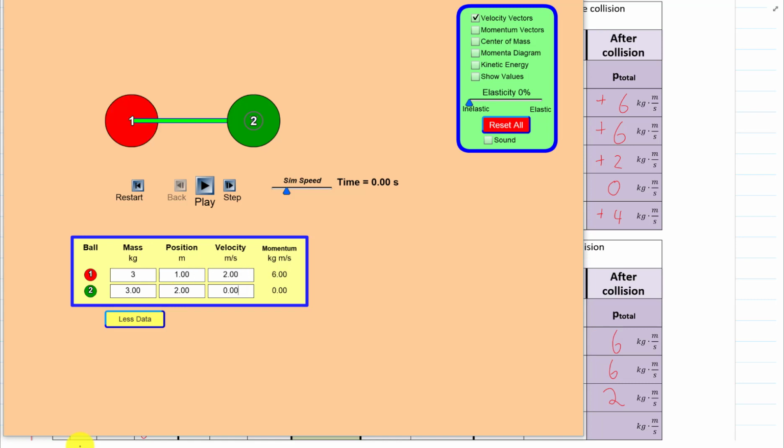3, 2, 3, negative 2. Oh, what's going to happen? 6, negative 6, total 0. What's going to happen? Bam. They both stop. Cool.